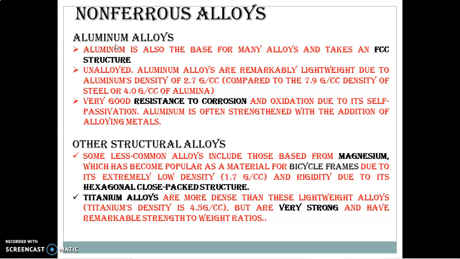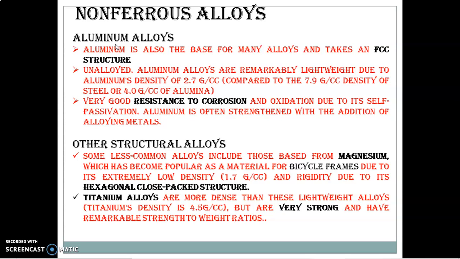As we know, aluminum has good resistance to corrosion as well as oxidation due to its self-passivation property. This is a very important property: it will generate a corrosion-resistant layer around it. Aluminum is often strengthened with the addition of alloying metals. A detailed study of aluminum alloys is also one big domain, but in general we may say that the addition of different alloying metals will form the aluminum alloy.